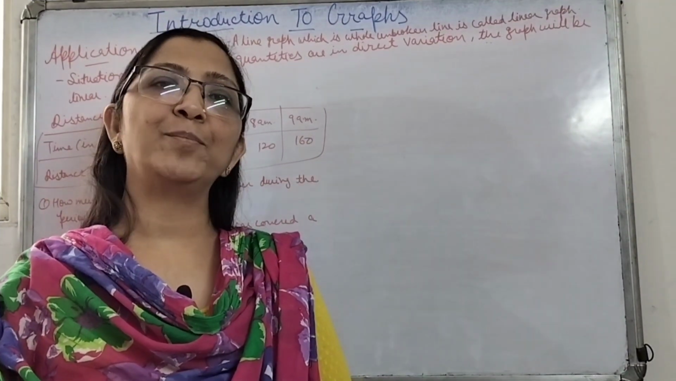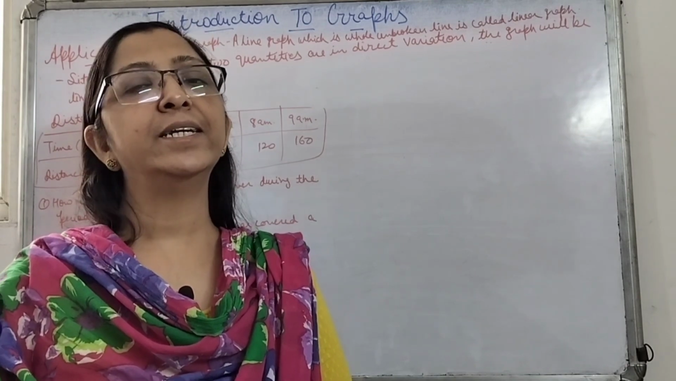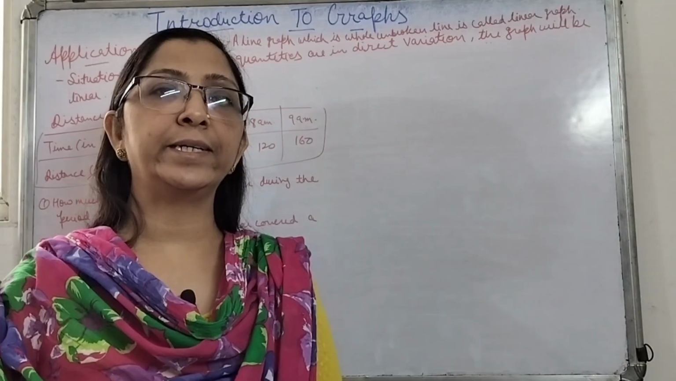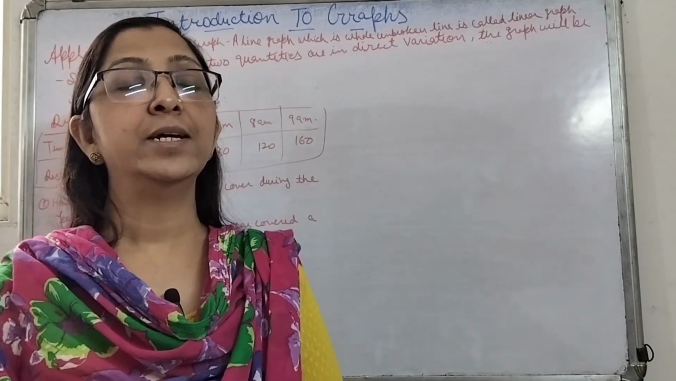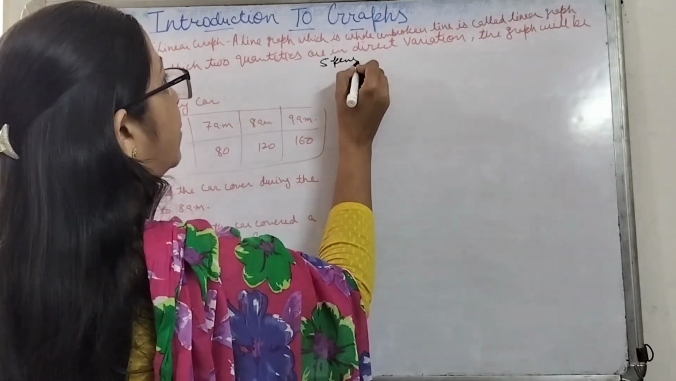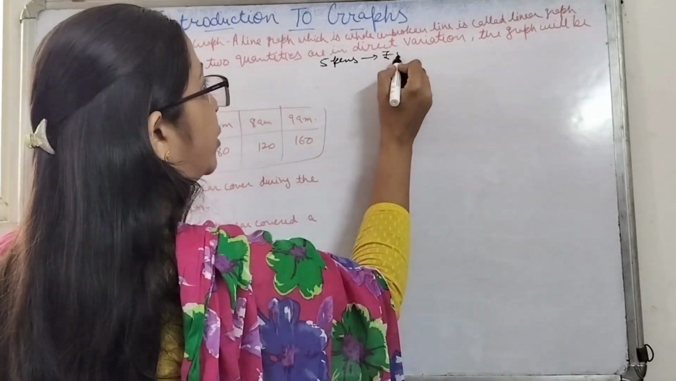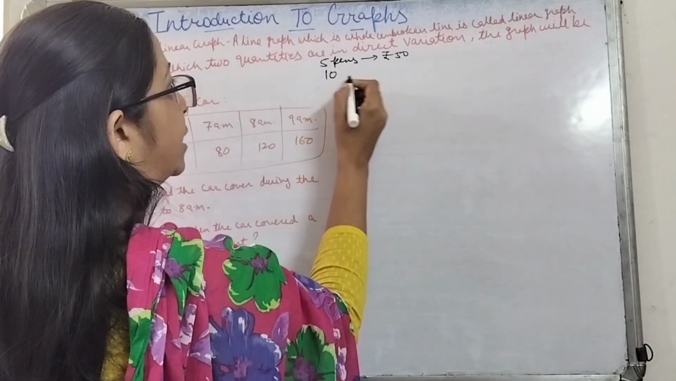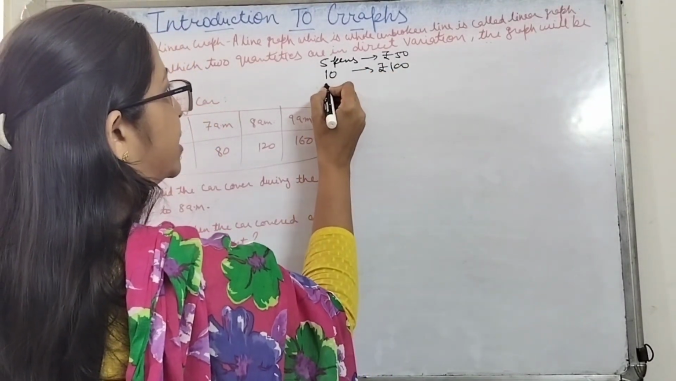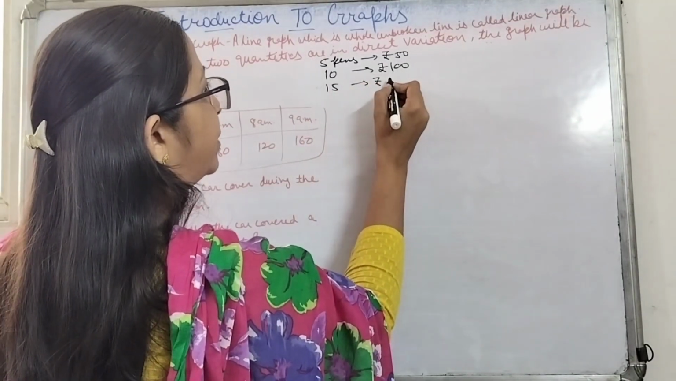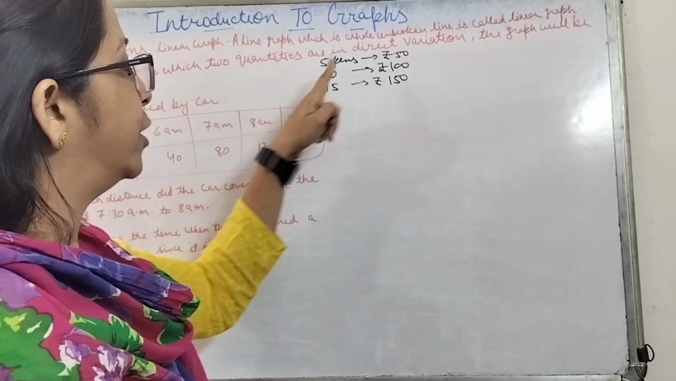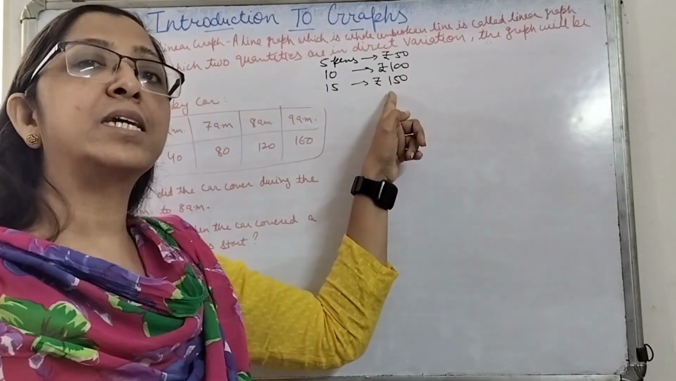Now let's understand the applications of line graphs. In our day-to-day life, we come across many situations where, with a change in one quantity, another quantity also changes. Suppose if I purchase 5 pens, then the amount I pay to the shopkeeper is 50 rupees. If I purchase 10 pens, I pay 100 rupees. If I purchase 15 pens, I pay 150 rupees. As the number of pens increases, the amount paid to the shopkeeper also increases.